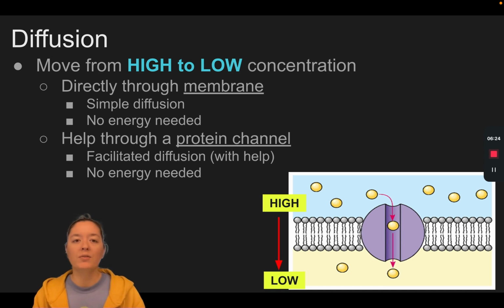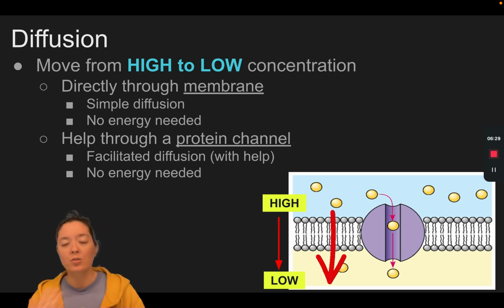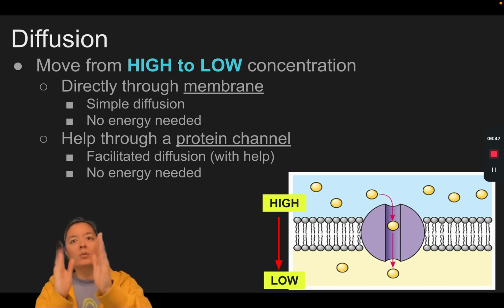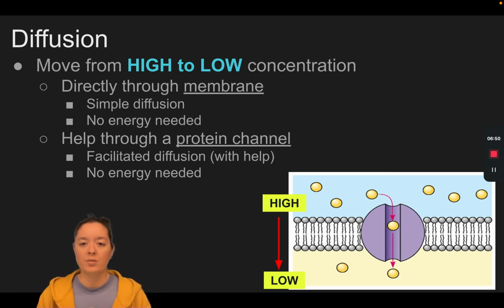Once again, diffusion is from high to low. It can either be simple diffusion that goes straight through the membrane between those phospholipids. Because it's going from high to low concentration, we don't need any energy. And there's also facilitated diffusion. It needs the help of the protein channel. It's too big to fit between the phospholipids, so it needs that doorway to go through from high concentration to low concentration, whether that's into the cell or out of the cell.